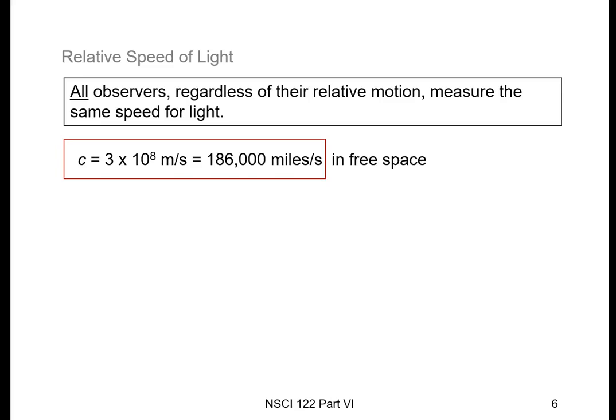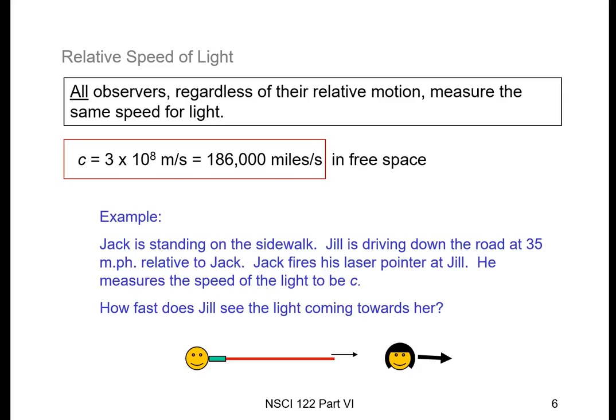Here's that special value, right? And here's an example, just to make you scratch your head. So Jack is standing on the sidewalk. Jill is driving down the road at 35 miles per hour relative to Jack, just like before. But instead of having a bird fly towards Jill relative to Jack, what we now do is Jack has a laser pointer and fires his laser pointer towards Jill. Now he measures the speed of that light to be c. How fast does Jill see the light coming towards her?